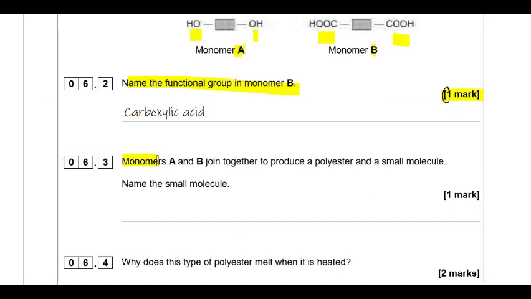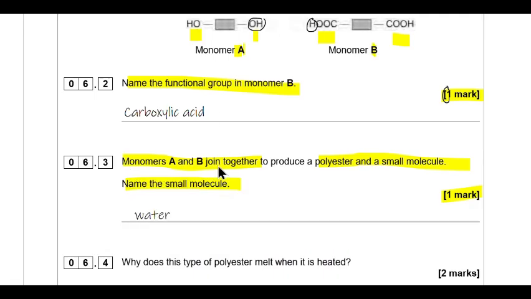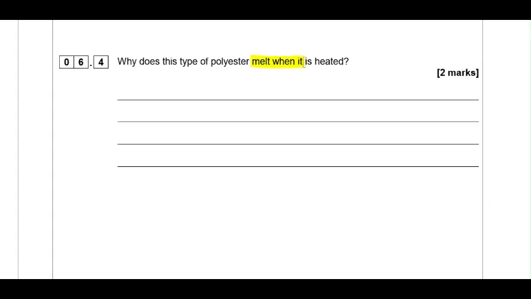6.3. Monomers A and B join together to produce a polyester and a small molecule. Name the small molecule for 1 mark. This is an example of a condensation reaction. If you look at the top here, you've got a little OH and an H there, and H and OH make H2O, water, and water is produced. So condensation polymerization requires the loss of a molecule like water. So for 1 mark, water.